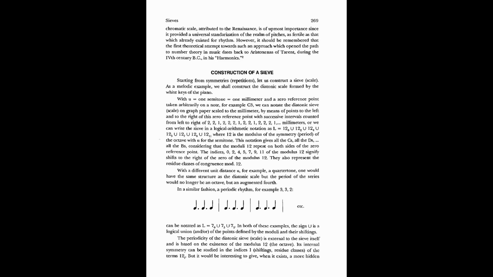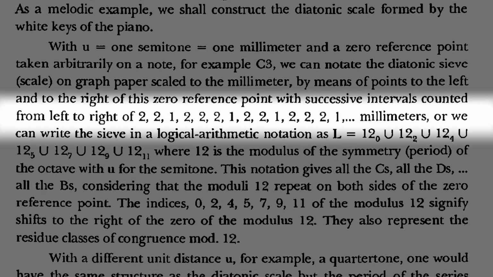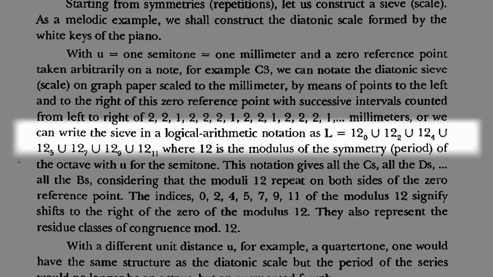This sequence can be written, as Xenakis does in his book Formalized Music, as 2-2-1-2-2-2-1. This notation shows the semitone intervals between two successive notes in the scale: two semitones between C and D, and between D and E, one semitone between E and F, etc. Xenakis then presents the major scale in this form.